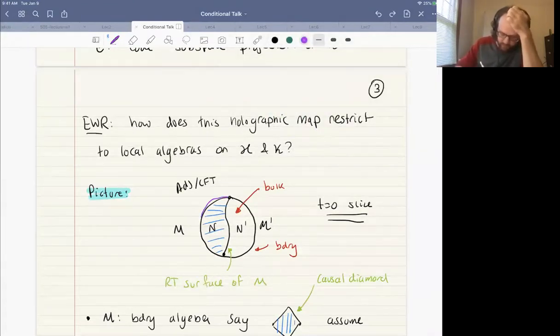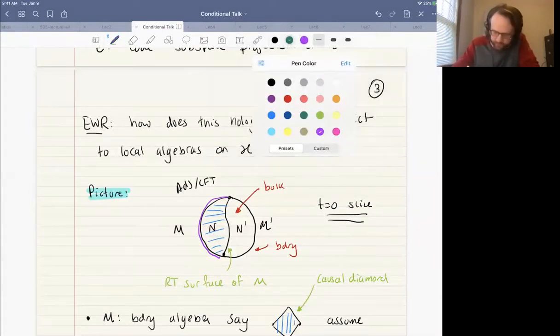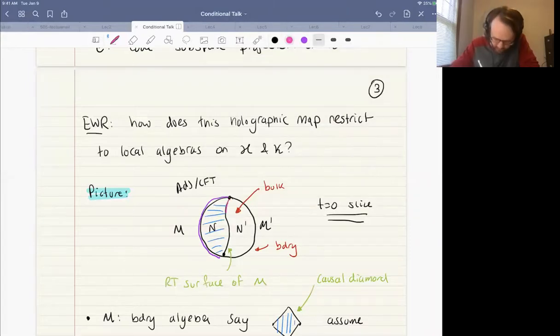M is some region over here on the boundary. And we know that given a region on the boundary of AdS, it's natural to look for the RT surface. And so here's the RT surface that goes through the bulk of AdS. And then there's this region in between the RT surface and the boundary region, which is sometimes called the homology region. And there's an algebra associated to that, an algebra of operators, and I'll call that N. So there's some association between M and N.